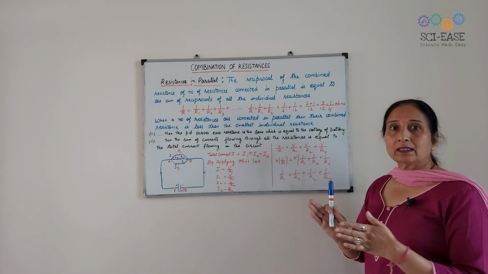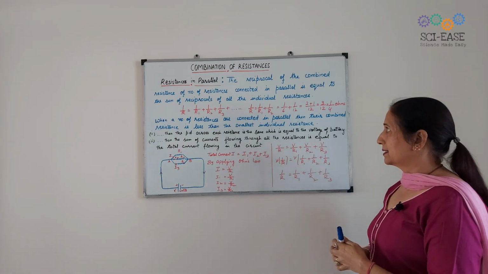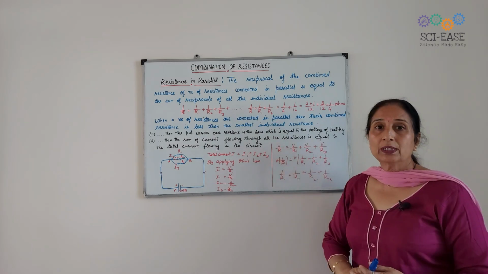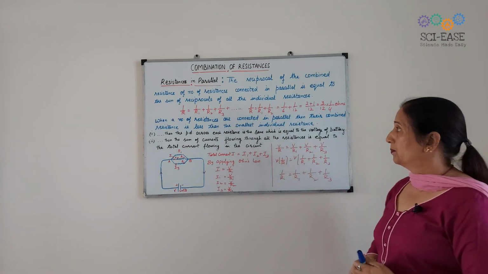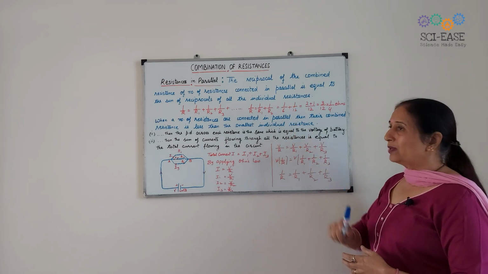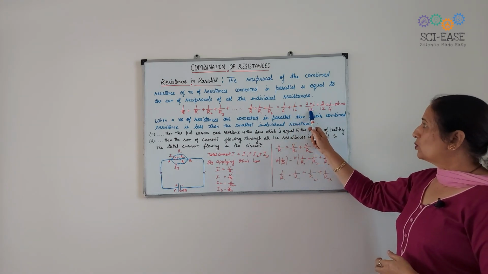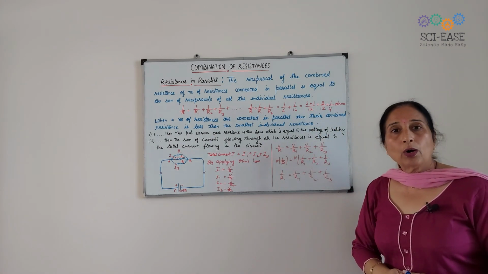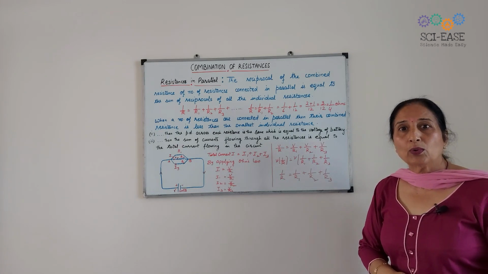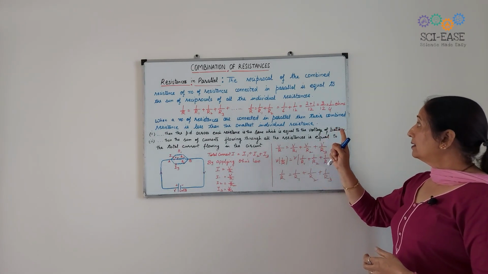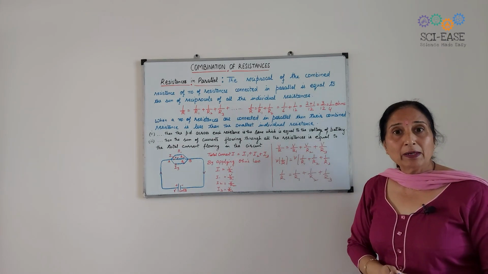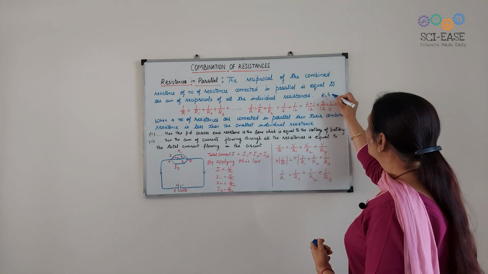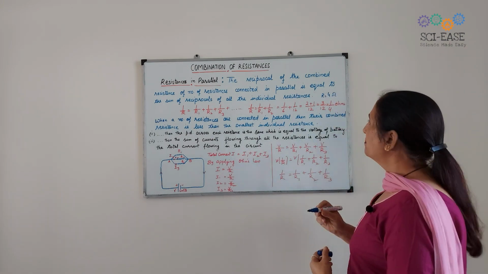Suppose we are taking the combination of two resistances, R1 equal to 6 ohm and R2 equal to 12 ohm. So 1 by 6 plus 1 by 12, taking LCM 12, 2 plus 1, is equal to 3 by 12, or equal to 1 by 4 ohm. So 1 by R is equal to 1 by 4 ohm, and R will be equal to 4 ohms. You can write the symbol also.